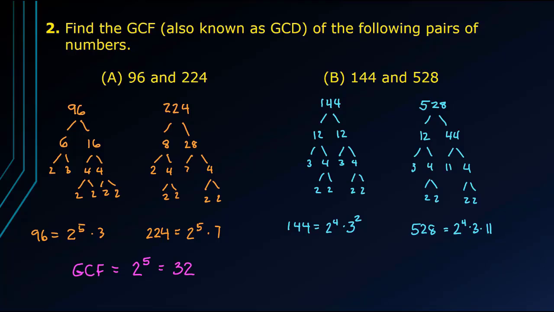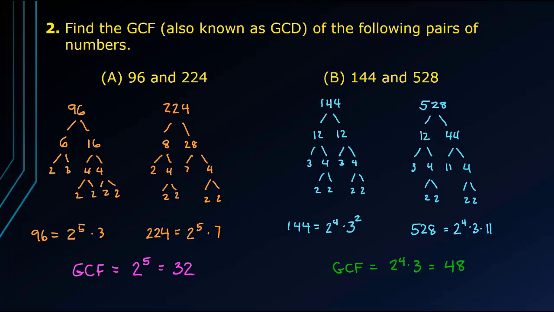This one has a 3 squared, this one has a 3 to the 1st. So the highest power of that factor that both of them have is 3 to the 1st. And this one has an 11, this one doesn't have anything like that. So basically, the greatest common factor is going to be 2 to the 4th power, which they both have, and 3 to the 1st, which they actually both have.